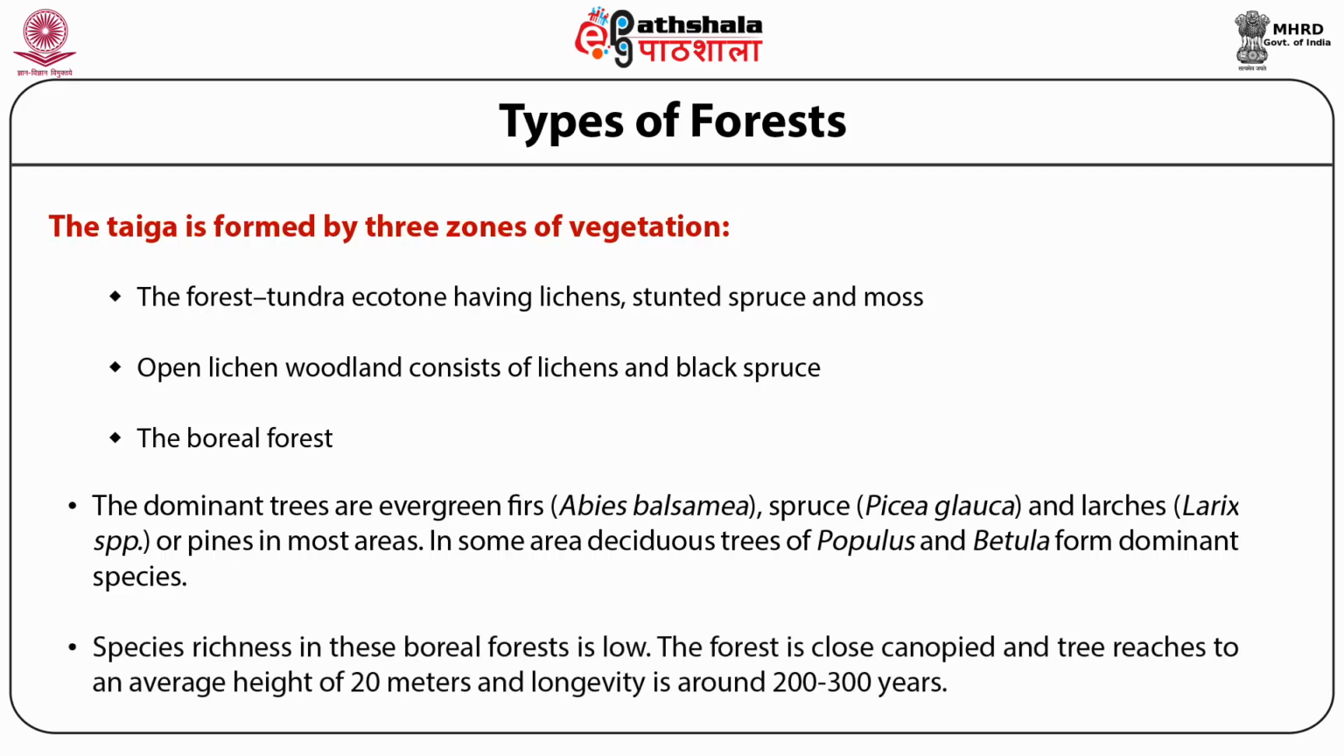Species richness in these boreal forests is low. The forest is close canopied, and trees reach an average height of 20 meters, and longevity is around 200 to 300 years. The ground is covered by club mosses, dwarf shrubs, true mosses and lichens. The vegetation is reduced to open pine woodlands in arid mountains, and bogs or muskegs in humid communities toward the timberline.